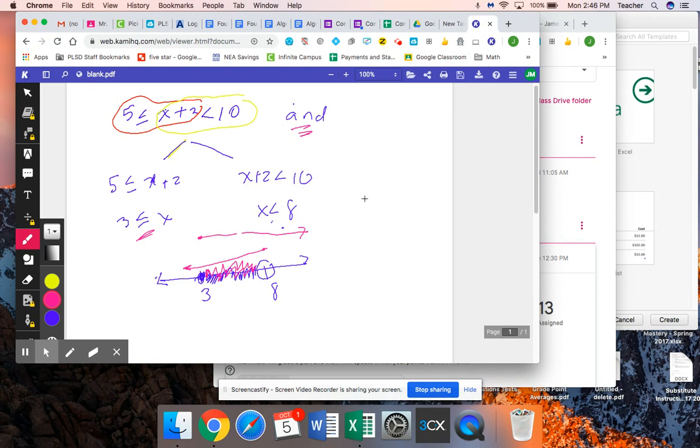And I don't know how to cut it off. Why is this not working? Come on. There it is.